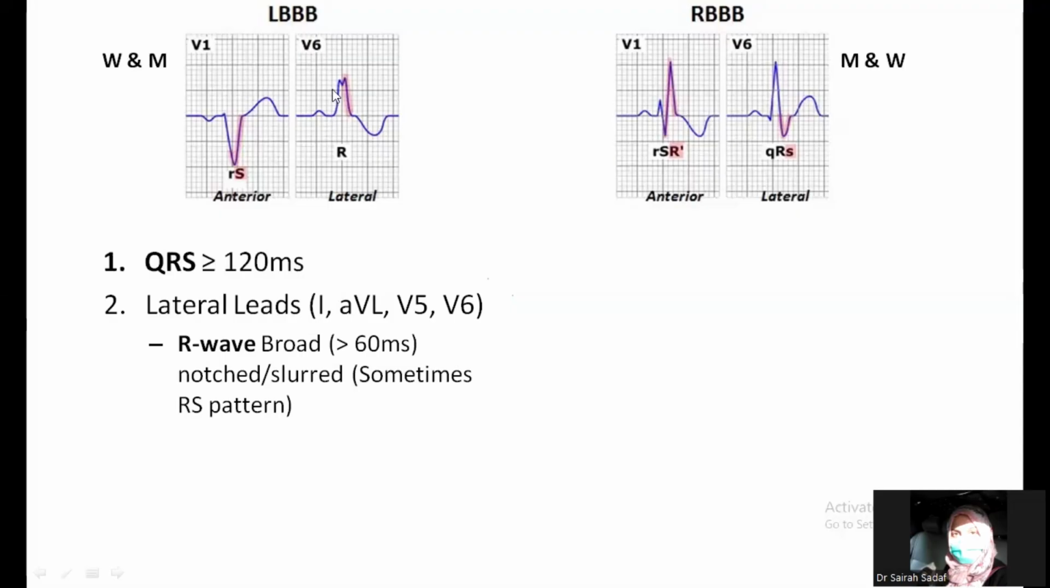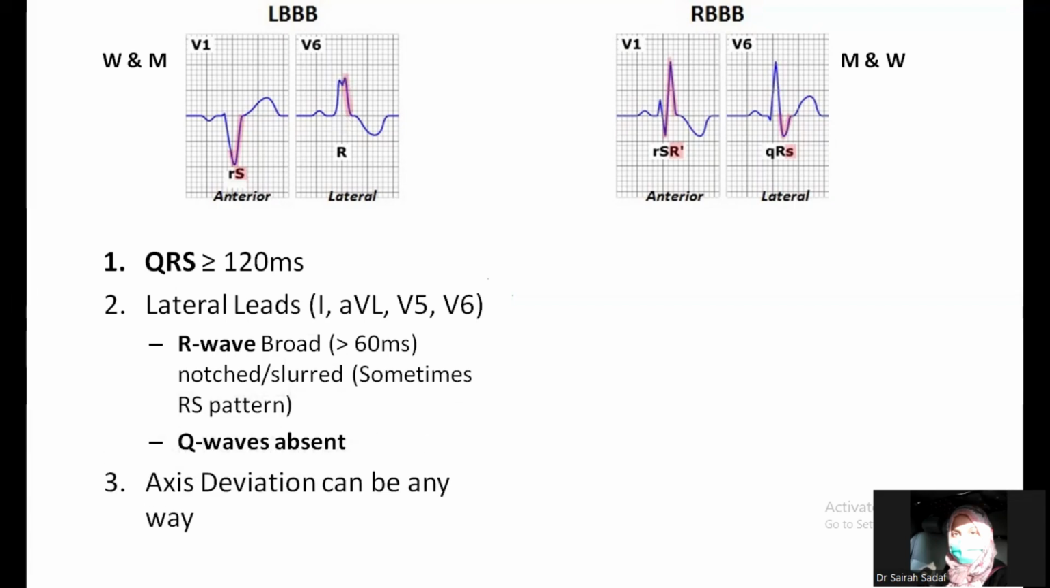As you can see over here, in lead V6, the lateral lead, you will have an enhanced, exaggerated R wave that is, as you can see, broader, taller, and it is notched, slurred. And Q wave may be absent, may be present. And axis deviation may be associated with it. If it is associated, that's fine. If it is not there, that's fine. Again, I will say, if it is there, it will just reinforce and strengthen your findings, and that's all.